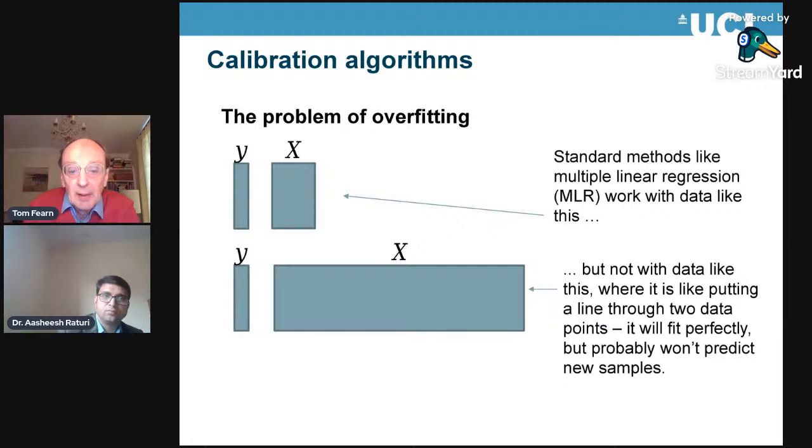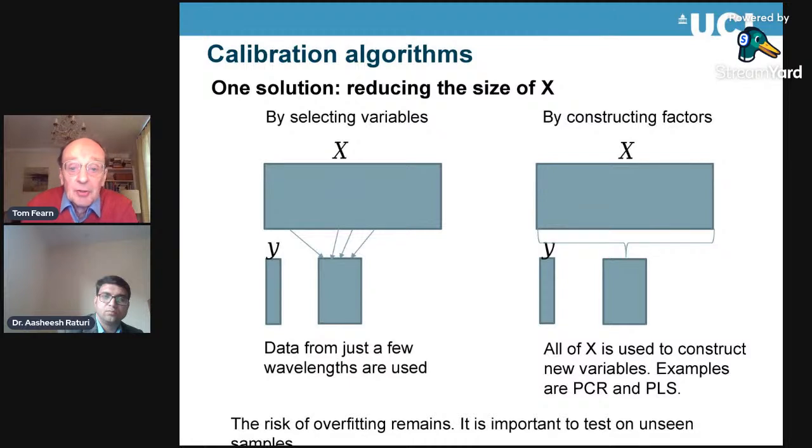And there are lots of ways of doing that, but 2 common ways, almost old-fashioned ways now, but they work very well, are to either chuck away most of the data. So you've got maybe 700 spectral variables from your instrument. Most calibrations will work with a few wavelengths, and you can use various ways to select a few. And that's what we used to do when the first commercial monochromators came out. We would chuck away most of the data.